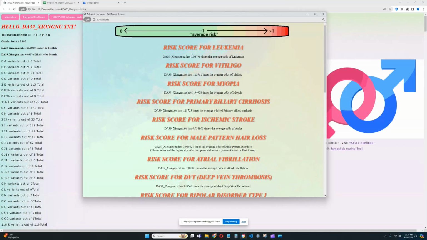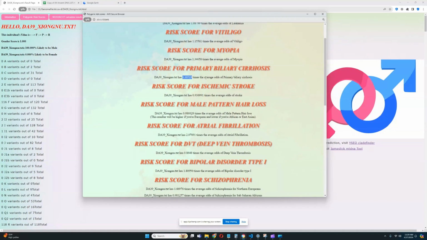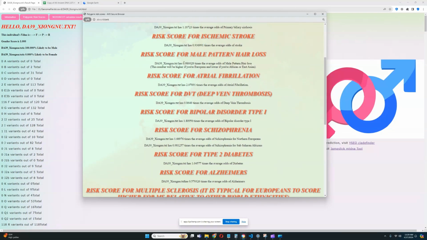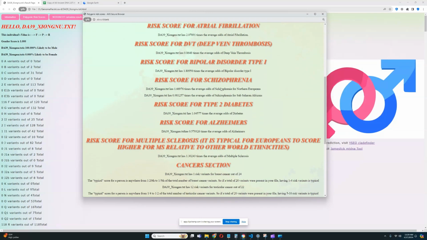So he's got an average risk score for leukemia, average for vitiligo, slightly above average for myopia, slightly above average for primary biliary cirrhosis, slightly below average for stroke, spot on average for male pattern hair loss, very high score for atrial fibrillation, slightly below average score for deep vein thrombosis, quite a high score for bipolar type 1, 1.8 times the average for bipolar type 1, right?